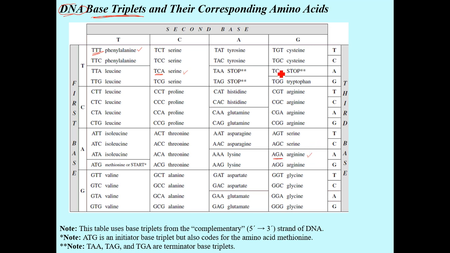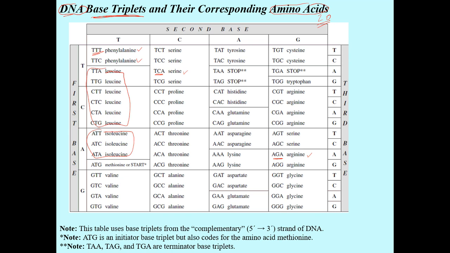You might also notice here that even though there are 64 different possible combinations, there are actually only 20 different amino acids. So for some of the amino acids, there's more than one code. So TTT and TTC both code for phenylalanine. All 6 of these all code for leucine. All 3 of these all code for isoleucine.